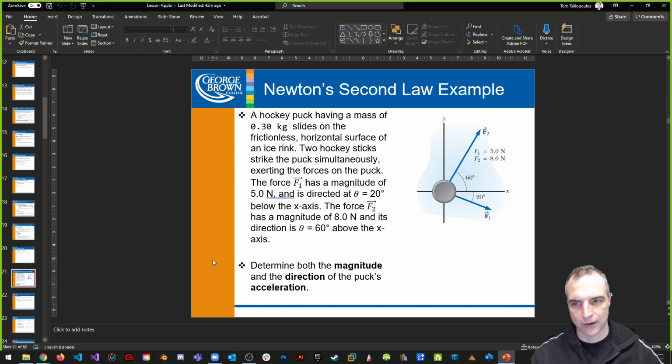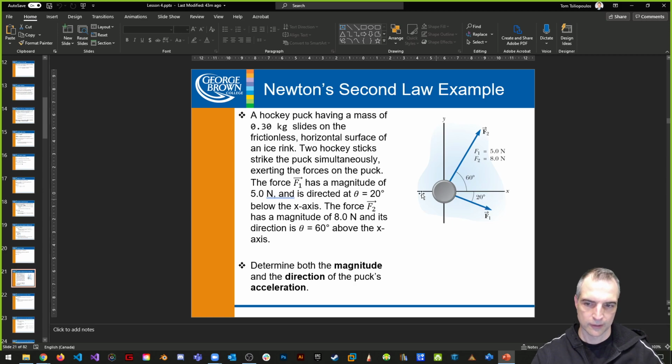So here's a Newton's second law example. A hockey puck having a mass of 0.3 kilograms slides on a frictionless surface horizontally on an ice rink, right? 2 hockey sticks strike the puck simultaneously, exerting forces on the puck. The force F1 has a magnitude of 5 newtons. Remember? Quarter pound of force for every newton. That's 1.25 pounds of force going in this F1 direction, approximately. And it is directed at an angle theta of 20 degrees below the x-axis.